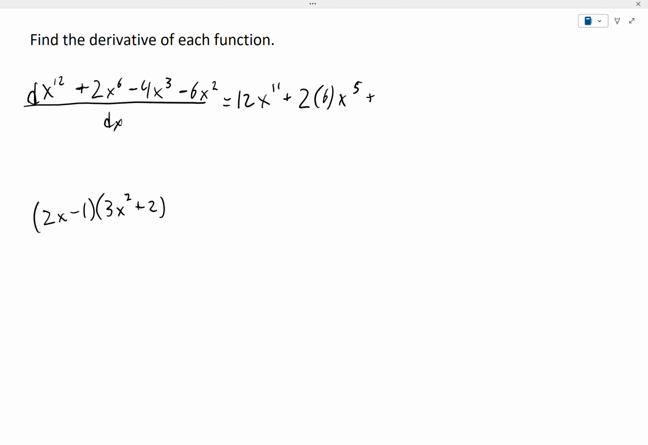All right. Next term, constant multiple. Okay, so -4 comes along for the ride. X to the third, pull the power out front, one smaller on the power. And the final term, constant comes along for the ride, pull the power out front, one smaller on the power.